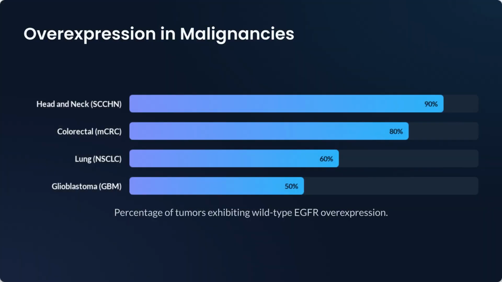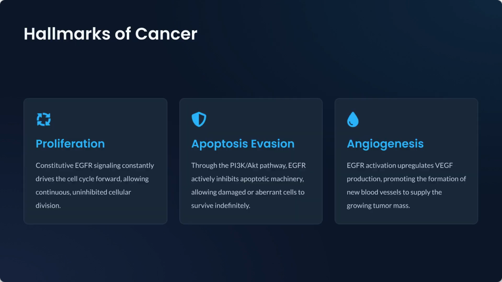EGFR overexpression is significant in several malignancies, including head and neck cancer 90%, colorectal cancer 80%, and non-small cell lung cancer 60%. EGFR signaling contributes to the hallmarks of cancer by promoting proliferation and enabling apoptosis evasion via the PI3K/AKT pathway and inducing angiogenesis through VEGF upregulation.